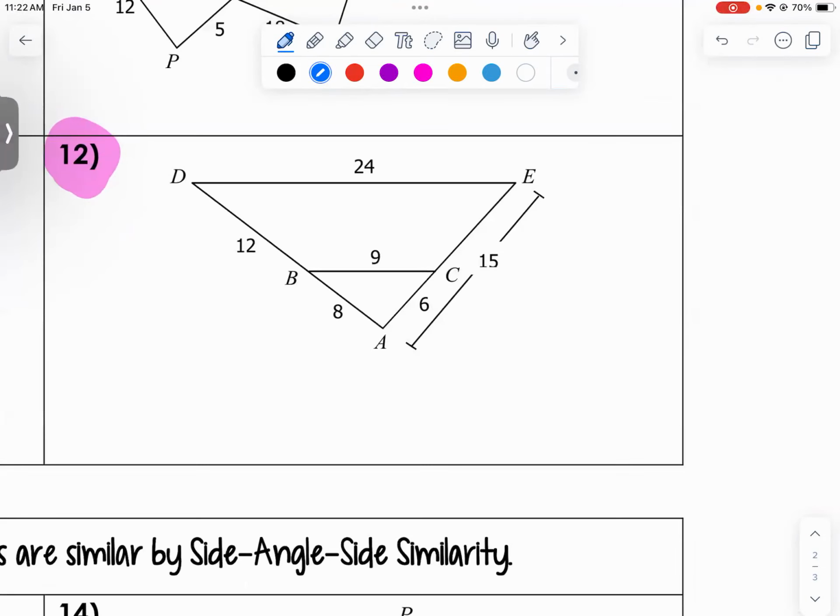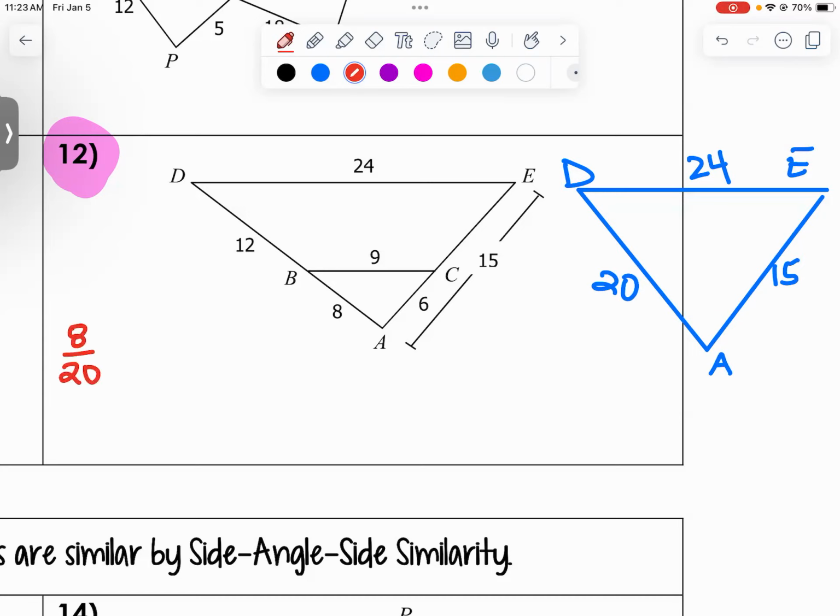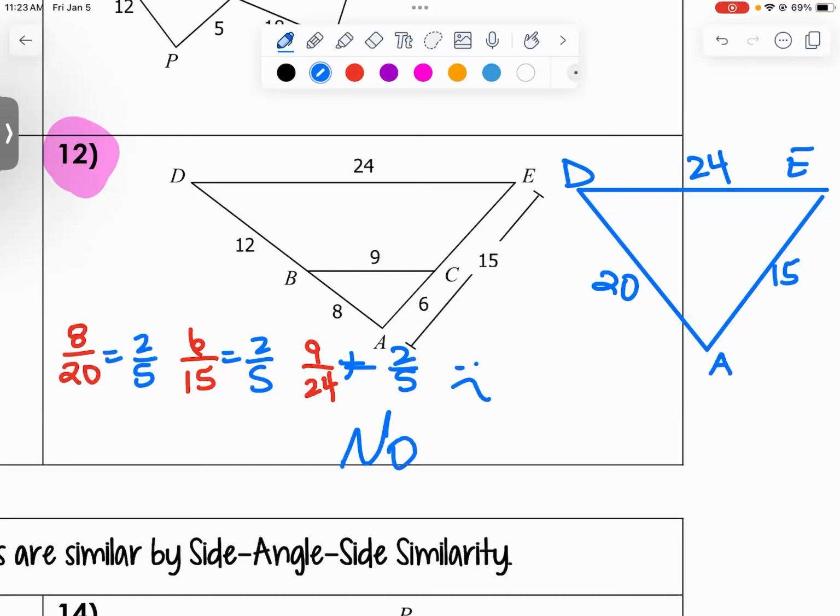when we made our fractions, some of you said, you know what? I'm gonna make my big triangle. So this side is 24. This side is 15. What is side AD? 20. So you could make your fractions 8/20, 6/15 and 9/24. Are these the same? Besides 9/24, that doesn't match up with the 2/5 of the rest of it. So this is 2/5 and this is 2/5, but this is not 2/5. Oh, that's sad.